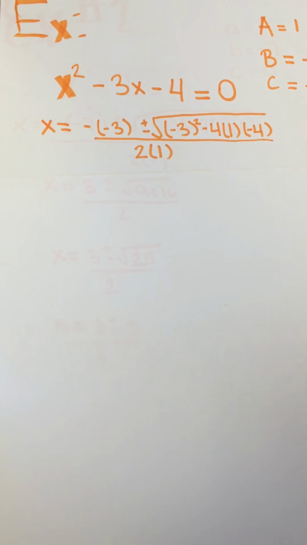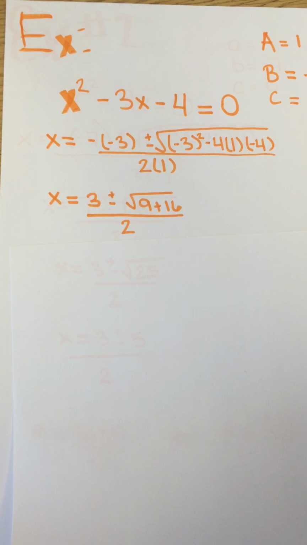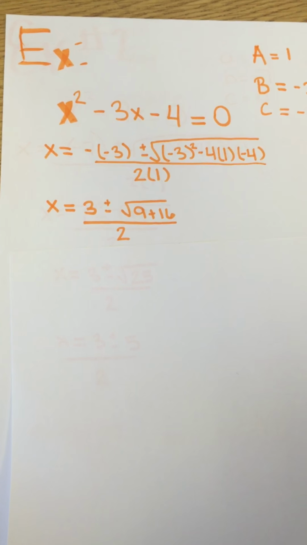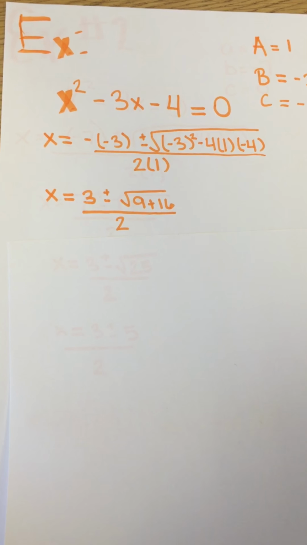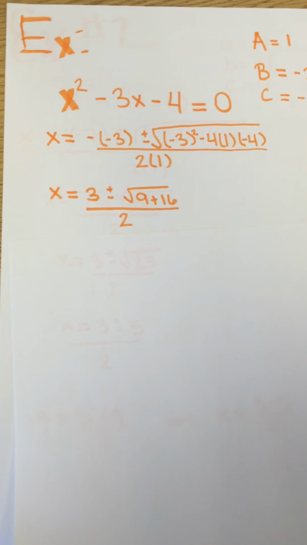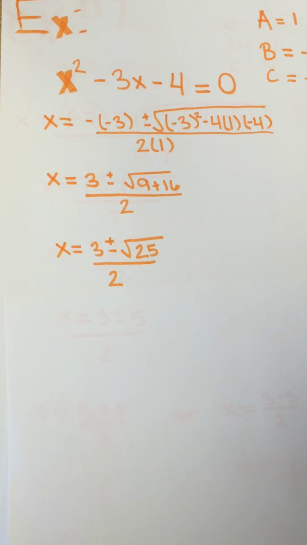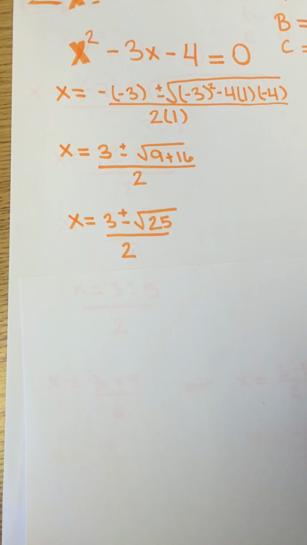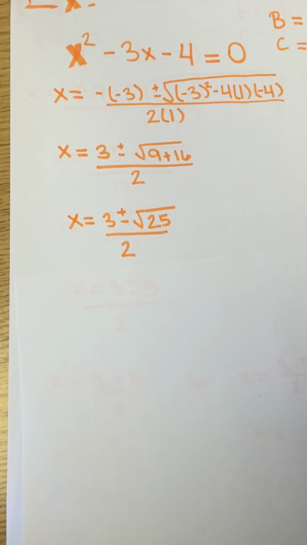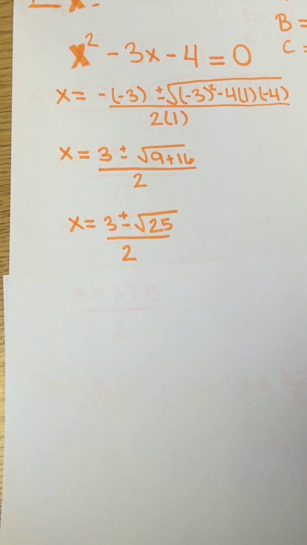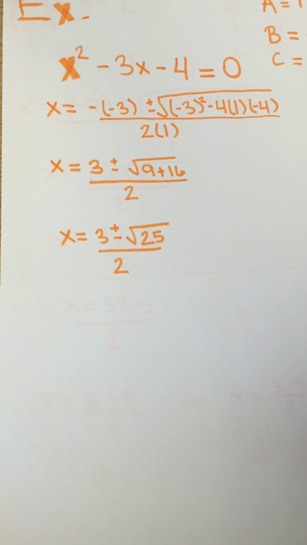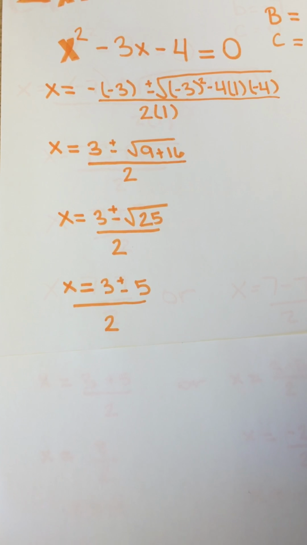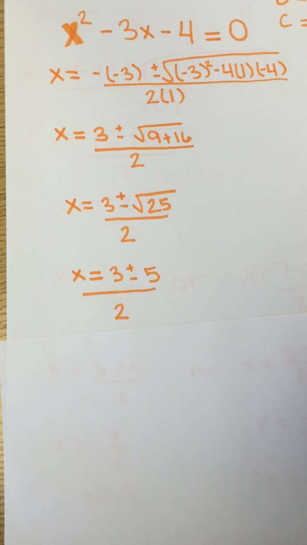Now you have to simplify that. So x equals 3 plus or minus radical 9 plus 16 over 2. You have to keep simplifying. X equals 3 plus or minus radical 25 over 2. Now you have to simplify the radical. X equals 3 plus or minus 5 divided by 2.